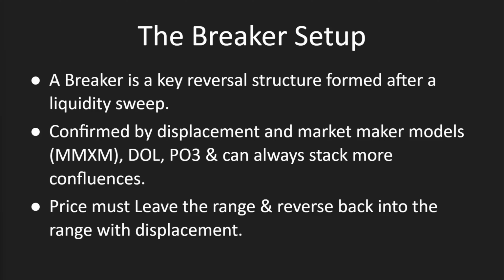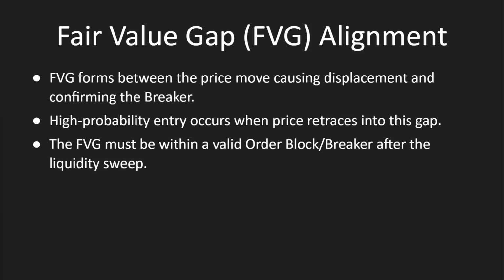Price must leave the range and reverse back into the range with displacement to be able to create our breaker. Fair value gaps form between the price move causing displacement and also confirming our breaker with our 5, 15 minute, even our hourly, higher time frame candle closures. High probability entries occur when price retraces into this gap. The FVG must be within a valid order block or breaker after said liquidity sweep.